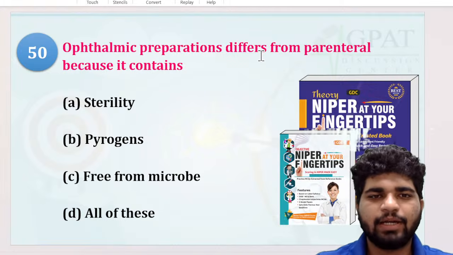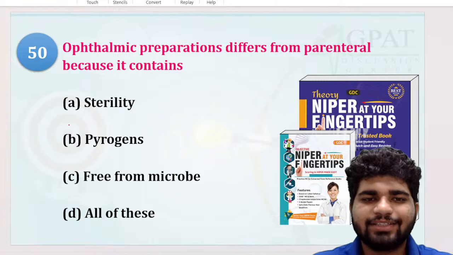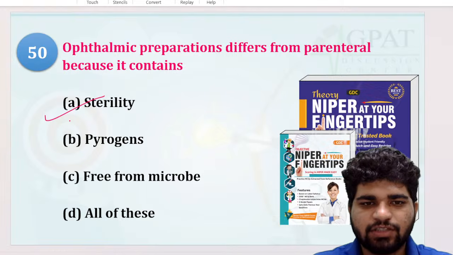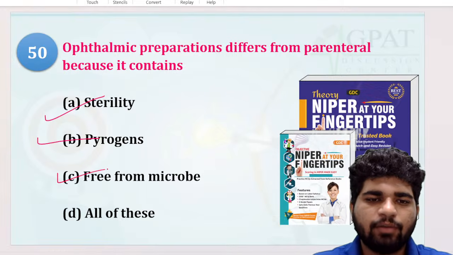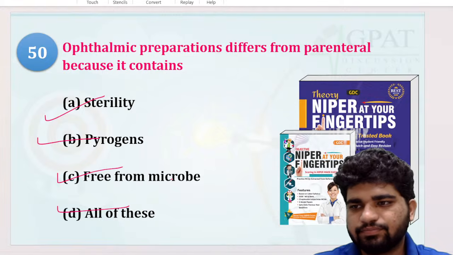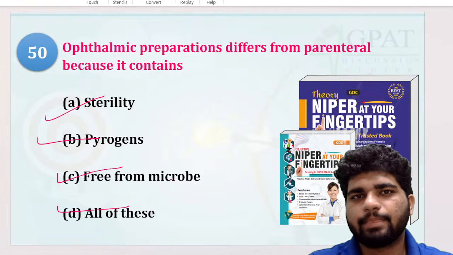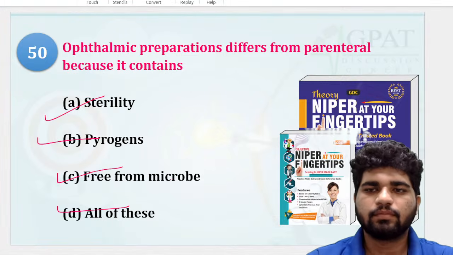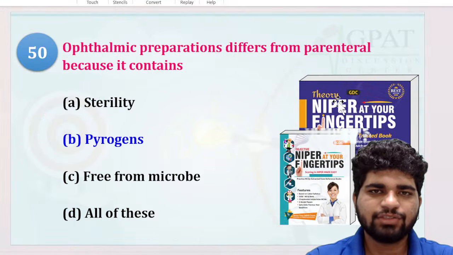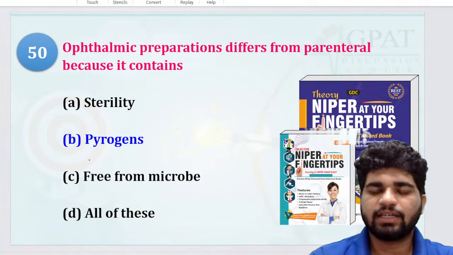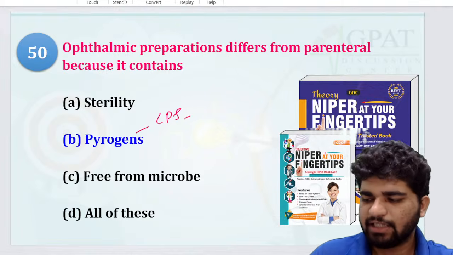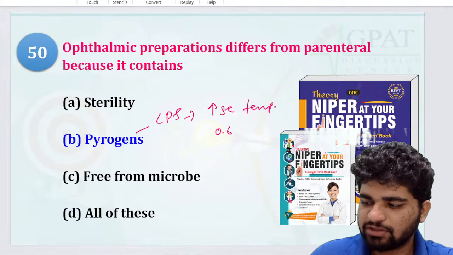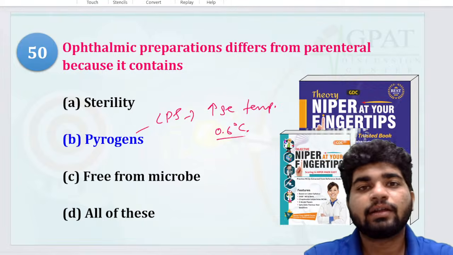Ophthalmic preparations differ from parenteral preparations because of what? Every parenteral or ophthalmic preparation has sterility. Pyrogens, free from microbes, or all of these? What's that? Anyone? That is pyrogens only, which contain lipopolysaccharides and increase the temperature. Each time they used to increase 0.6 degree Celsius in rabbit.